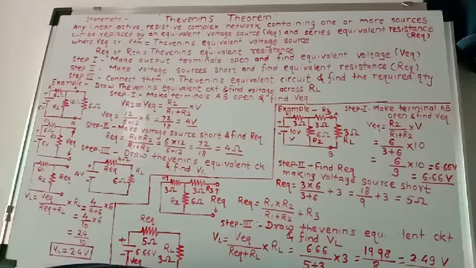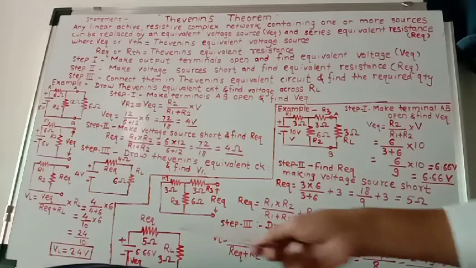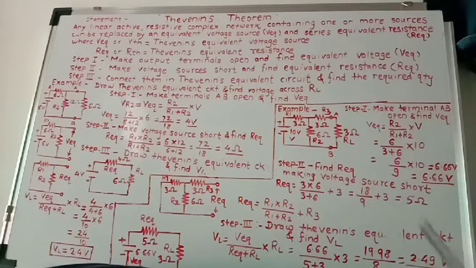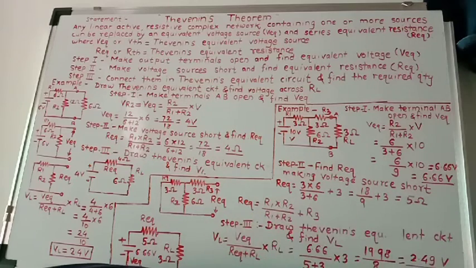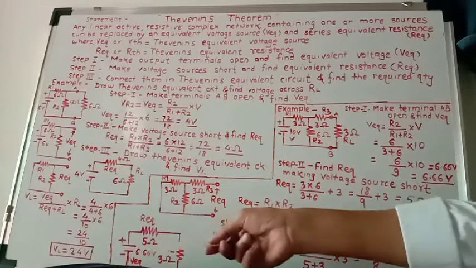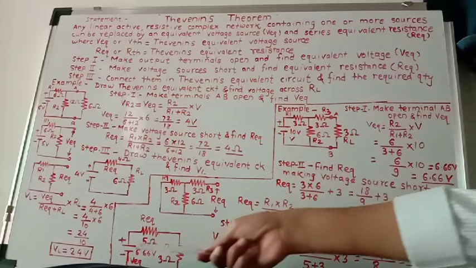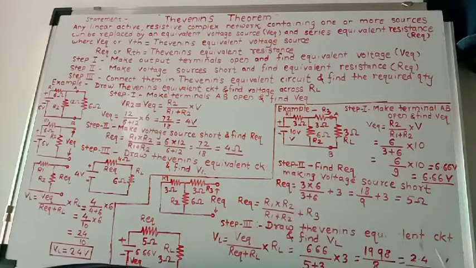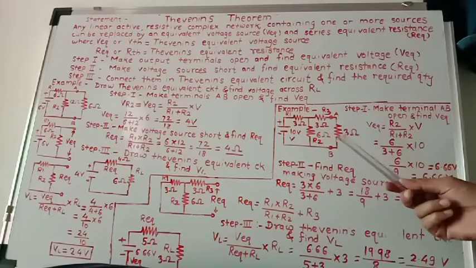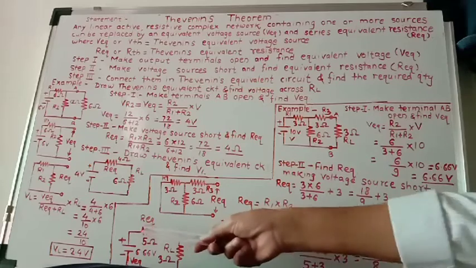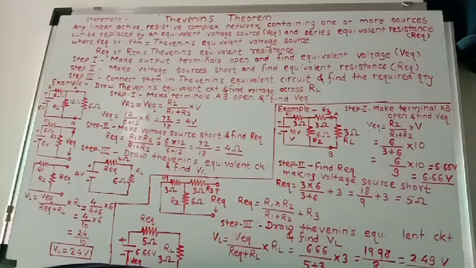Now we already know V equivalent, it is 6.66 volt, and R equivalent, it is 5 ohm. So connect these here. This is the simplified circuit, or it is called Thevenin's equivalent circuit. Here V equivalent is 6.66 volt, R equivalent is 5 ohm, and then we can connect RL. So RL is 3 ohm. So this is the Thevenin's equivalent circuit.